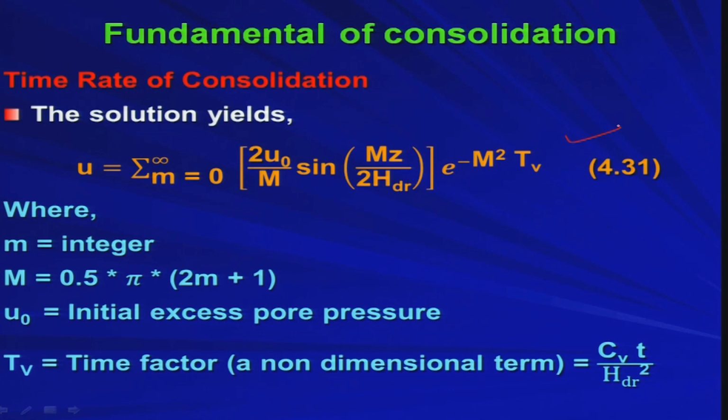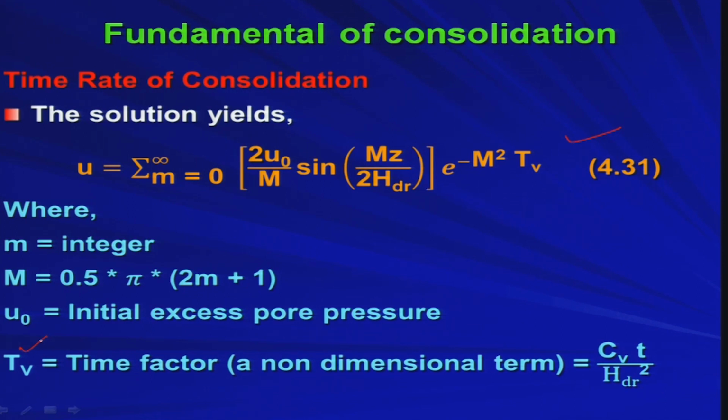We introduced one new term, T_V, the non-dimensional time factor, which is equal to C_V times t divided by H_DR squared, where C_V is the coefficient of consolidation, t is the time, and H_DR is the drainage path, the half of the thickness of the deposit. This time factor is a very important parameter, which we will see later for calculating the excess pore water pressure, and particularly the settlement and degree of consolidation.